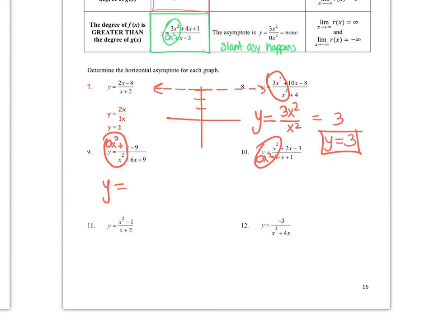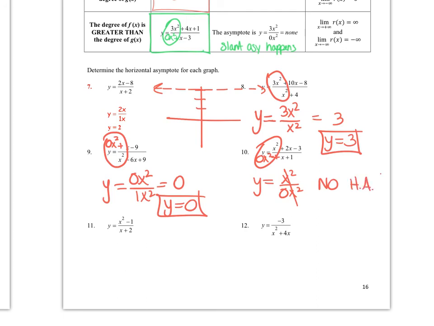Question 9, what do we get when we do 0x squared divided by 1x squared? 0 divided by 1 is 0. So that's, again, your end behavior. What's happening as x gets really big or x gets really small? Here, x squared divided by 0x squared, we can't divide by 0, so there isn't a horizontal asymptote, okay? There's just a slant.